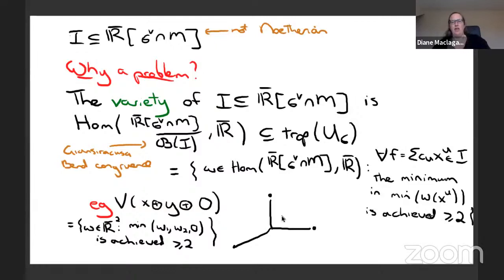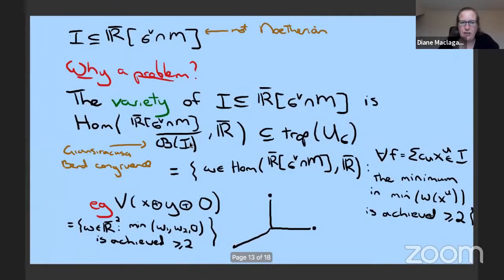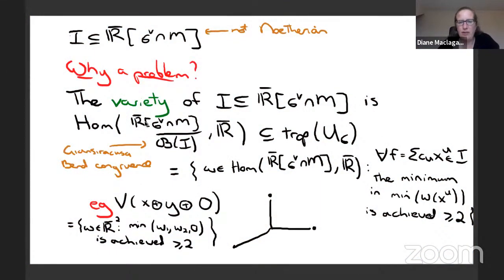Okay, so I'm saying that this is not Noetherian and this is a problem. Maybe I should explain why I think that this is a problem. The answer will only come on the next slide. I have to tell you how I think about the varieties of these ideals. In usual algebraic geometry, an ideal defines a subscheme, but it has an underlying variety. If I go back 2 slides, I had my Hom from the coordinate ring into the complex numbers. Here we can do the same thing.